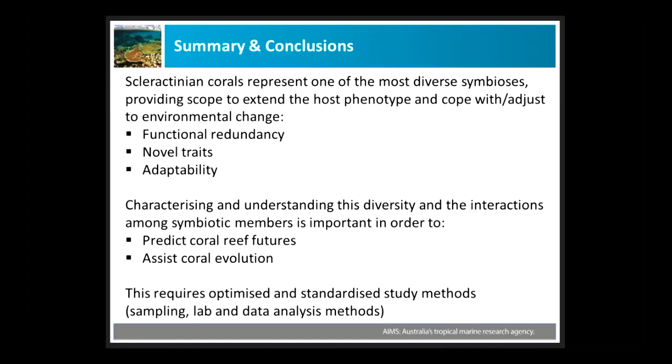So, a summary and conclusions: scleractinian corals present one of the most diverse symbioses, and this provides an enormous scope for them to cope with environmental change. Areas we should look at in the future, I think, are functional redundancies between taxonomically unrelated organisms, novel traits that these symbionts provide, and adaptability. Characterizing and understanding this diversity and the interaction is important to predict coral reef futures, but also to assist coral in their evolution, perhaps help them to speed up their evolutionary processes. And this requires optimized and standardized study methods. And this is the last slide.